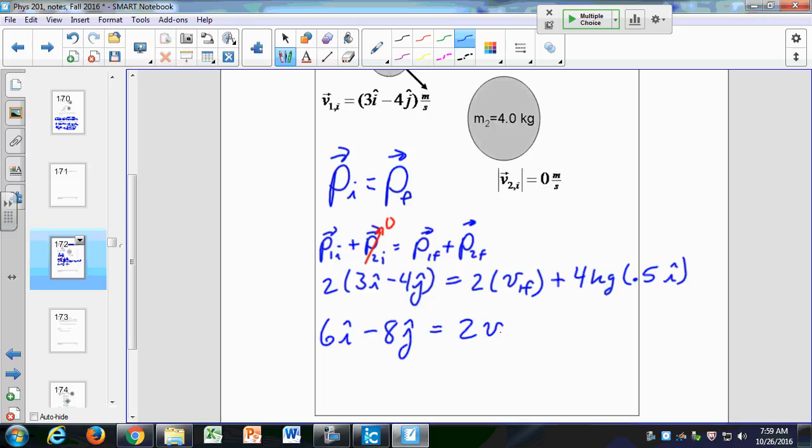Equals 2 V1F, and then 4 times 0.5 is 2. Am I missing something there? No, that's right. And then I have 4I minus 8J divided by 2 equals V1F, so that's 2I minus 4J.